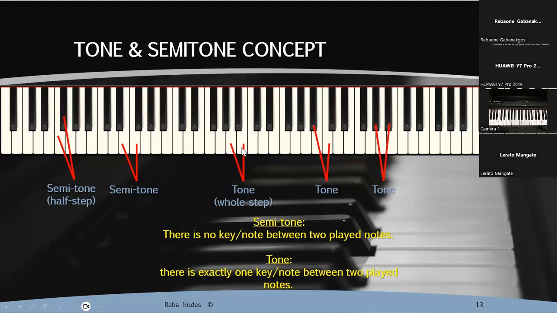Now, what do we see here? As you can see, another name for a tone is whole step. So between these two white keys, there is a black key. So that's why I've got a tone there. But that's not the only case where you can have a tone.